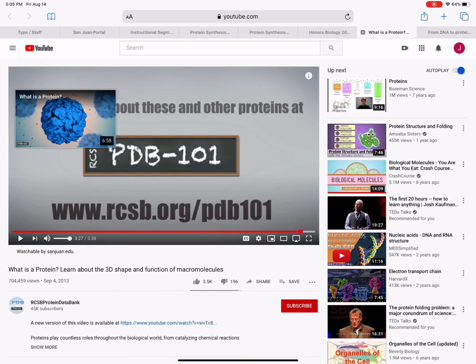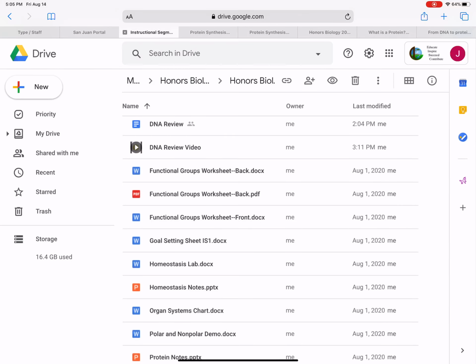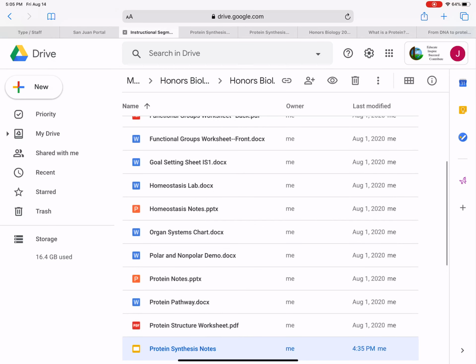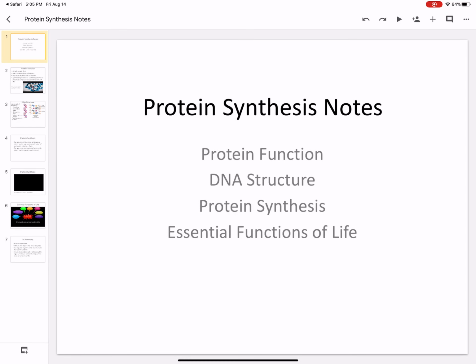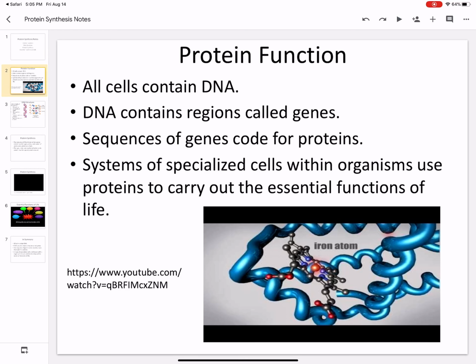Okay, so that's the video. Let me go back to the notes here. That first video gave you some information about some functions that proteins have in the body, as well as a little bit about protein structure. We're going to talk more about protein structure another time. So you can see that it has a very complex structure.